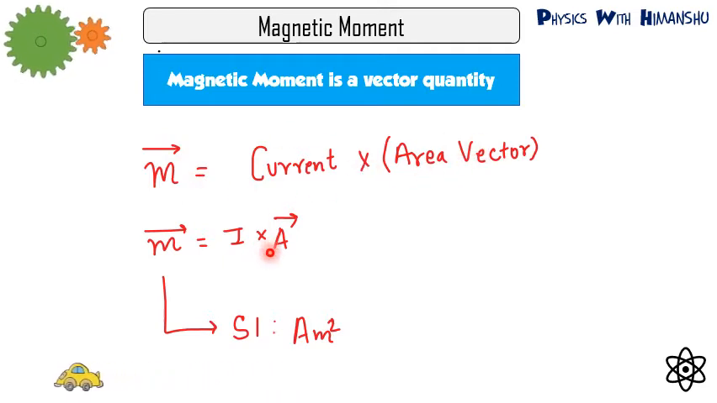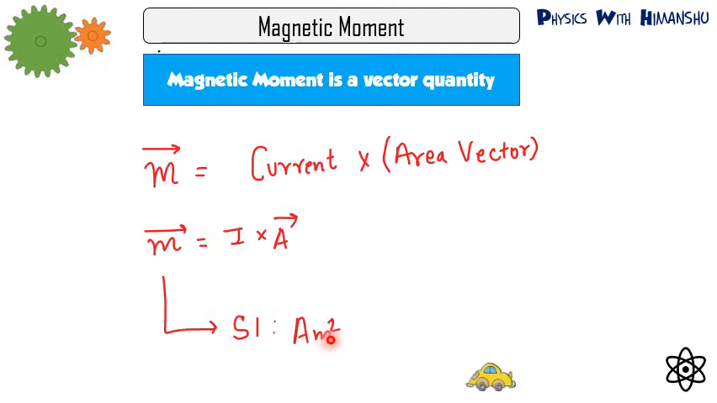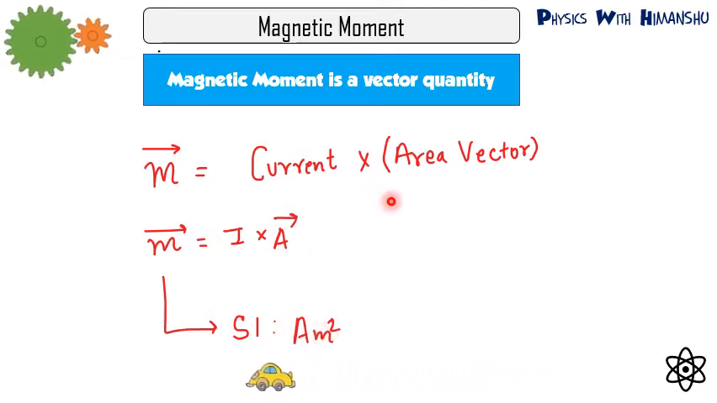So I into A. And what will be the SI unit? It's very easy to figure out, because the SI unit of current is ampere and the SI unit of area is meter square. So the SI unit of magnetic moment will be ampere into meter square. Please remember that you have to take the distance in meter, not in centimeter or millimeter. You have to convert it into meter. So please remember the SI unit. It's very important, and the formula is current into area vector.